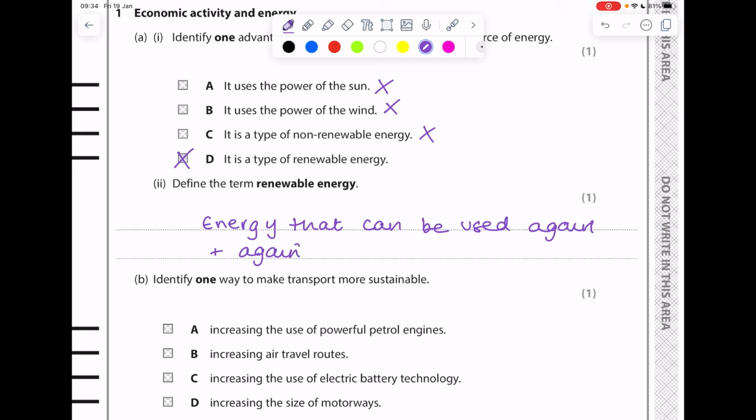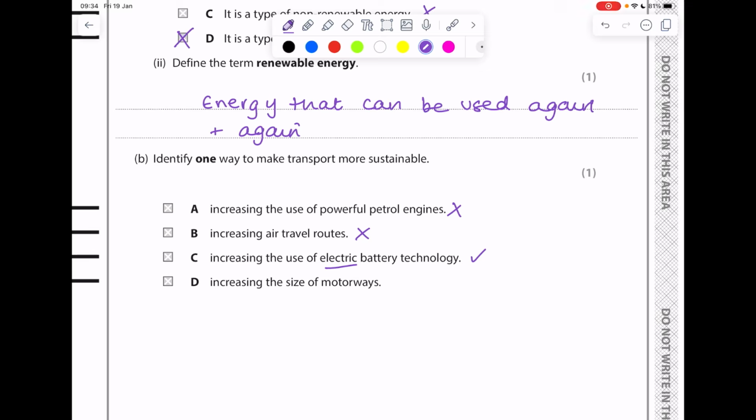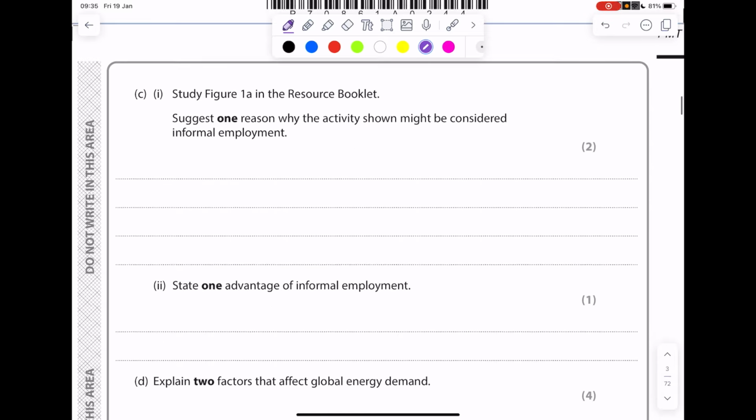Identify one way to make transport more sustainable. Increasing the use of powerful petrol engines, no. Increasing air routes, these are just silly. Increasing the use of electric battery technology, yes, because that has far less emissions compared with regular fuel sources. Increasing the size of motorways, no, because again that would involve increased resource consumption. The answer here is C.